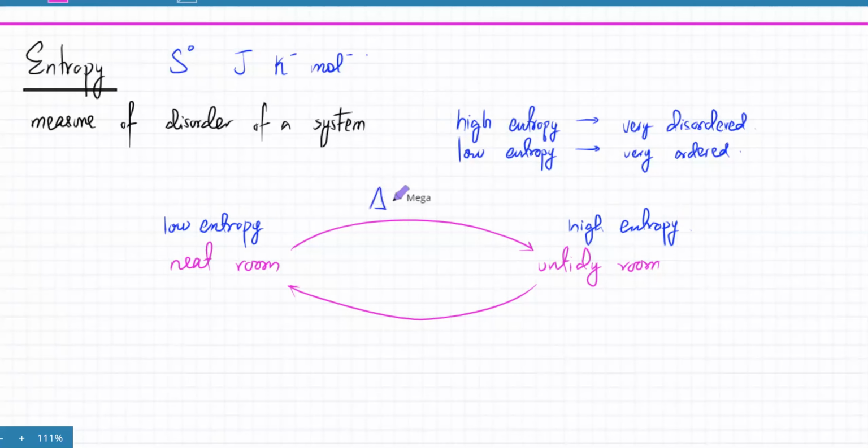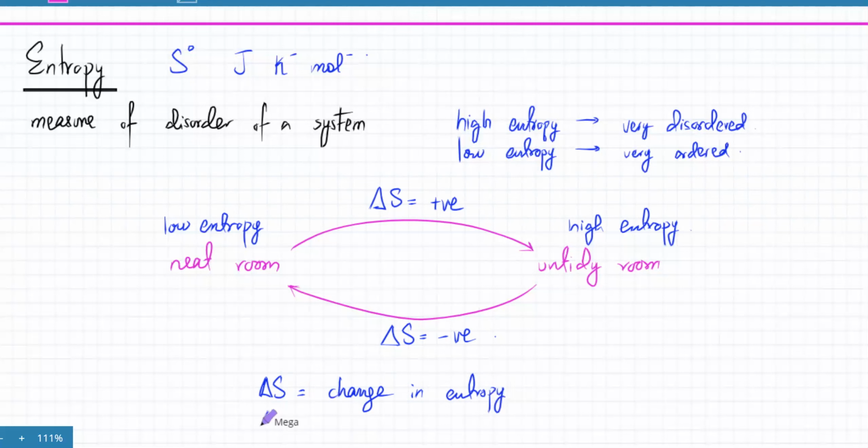This is known as delta S. You know what delta is. Delta stands for change in entropy. So delta S is positive if the entropy increases. Like if your room becomes dirtier or more untidy, that means delta S is positive. That means it's going towards a high entropy state. And vice versa, if you're tidying up your room, delta S is negative. That means you're going towards a low entropy state. So delta S stands for change in entropy or disorder.